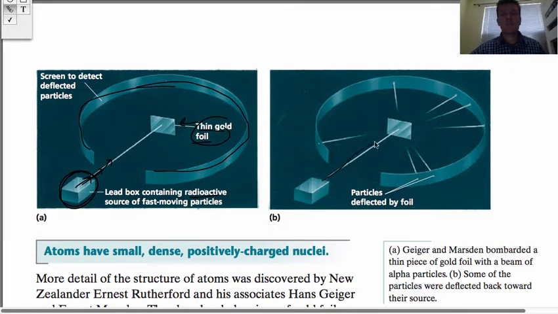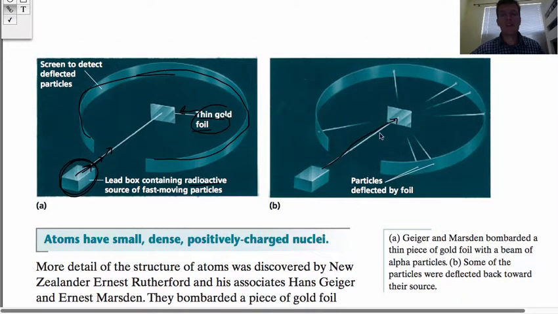As these particles were being shot at the gold foil, what they expected is that the particles would bounce off the gold foil and ricochet in different directions, because they thought, well, gold foil is a pretty solid piece of metal, and as these particles hit the gold, they're going to basically bounce off and go in different directions. That's what they expected.